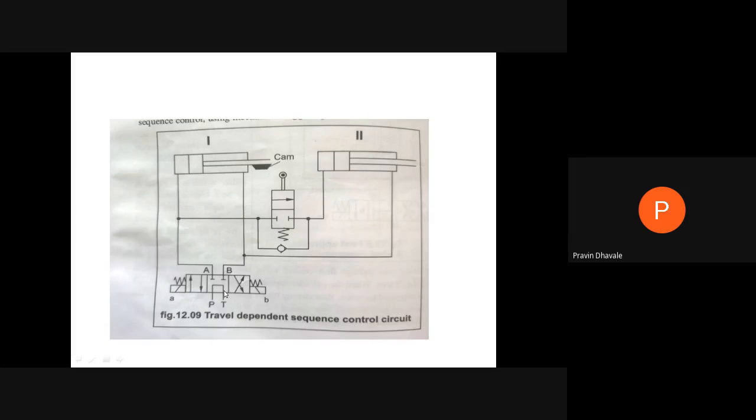Is it clear up to a sequence control circuit? Yes, sir. Anybody please reply.